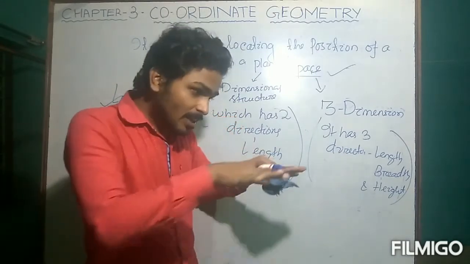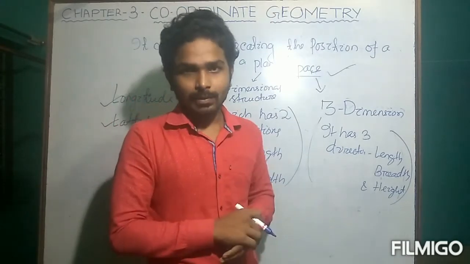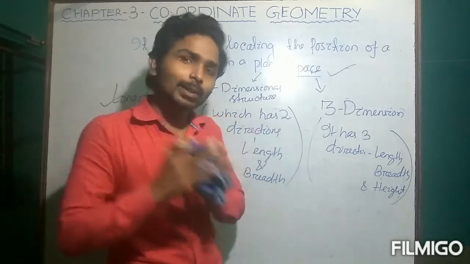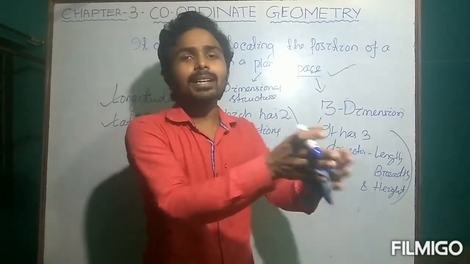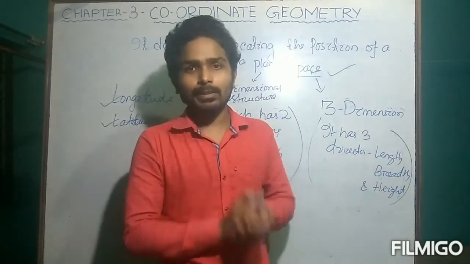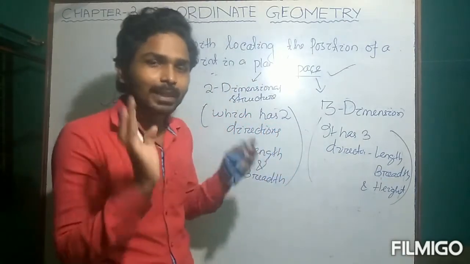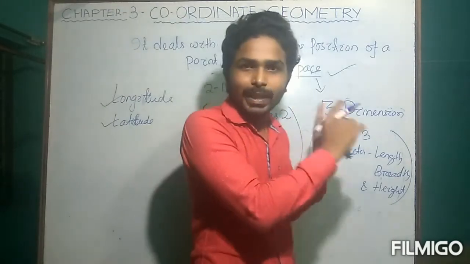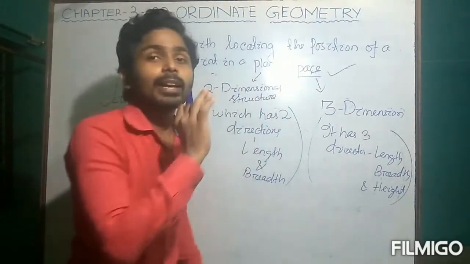Okay, but on the surface of earth, we can go through either length and breadth. So the surface of earth is a plane or two-dimensional, but space is three-dimensional. This is the basic difference between 2D and 3D. So what do we finally conclude?